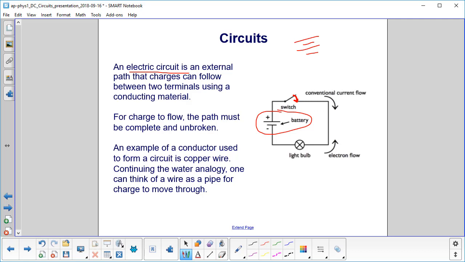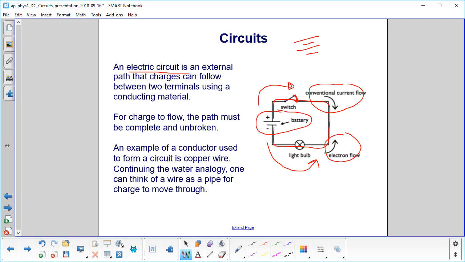For this charge to flow, you need a complete and unbroken path. An example of a conductor used to form a circuit is copper wire. So if we go through here, this is all copper wire, goes through the light bulb and comes back to the battery. And don't worry so much about these terms here. The electrons are actually leaving the negative terminal and going this way. But for solving electrical engineering problems, and this all depends on the way Ben Franklin named which was positive and negative for the charges, we deal with the flow of positive charges even though they're really not moving. So don't worry about that.